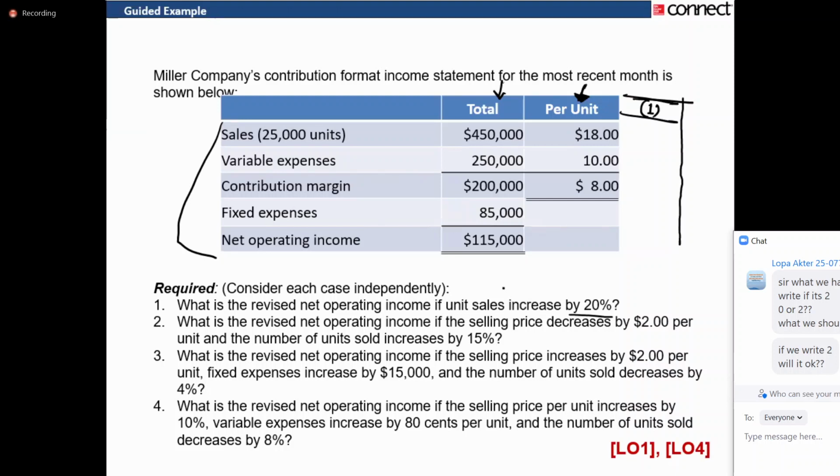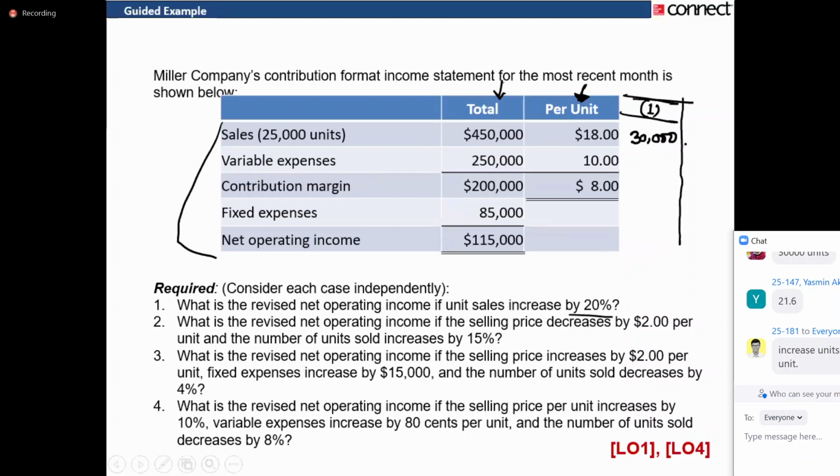The units of sales after a 20% increase. You see that it is 30,000. Yeah, 5,000 is 20% of 25,000. So if you add up 5,000 with the 25,000, you should get 30,000.